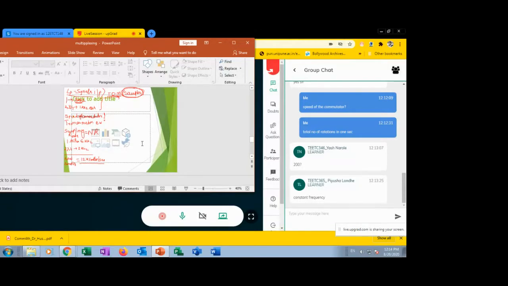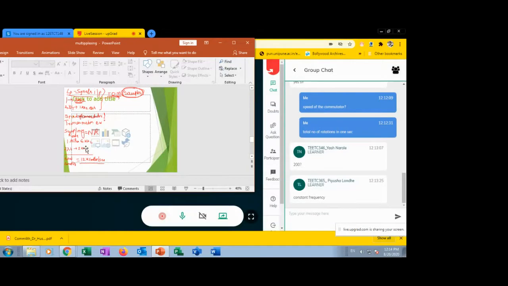I'm repeating the numerical again. Listen carefully. We have 4 signals at the input. The first signal has a frequency of 3 kilohertz, and the remaining 3 signals have a frequency of 1 kilohertz each. The sampling rate is not mentioned in the numerical, so we will consider the sampling frequency as the Nyquist rate. So for the first signal it is 6 kilohertz, and for the remaining signals 2, 3 and 4 it is 2 kilohertz each.